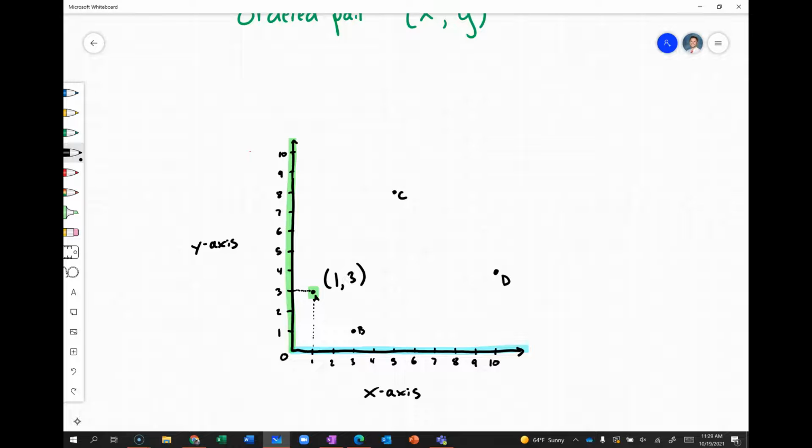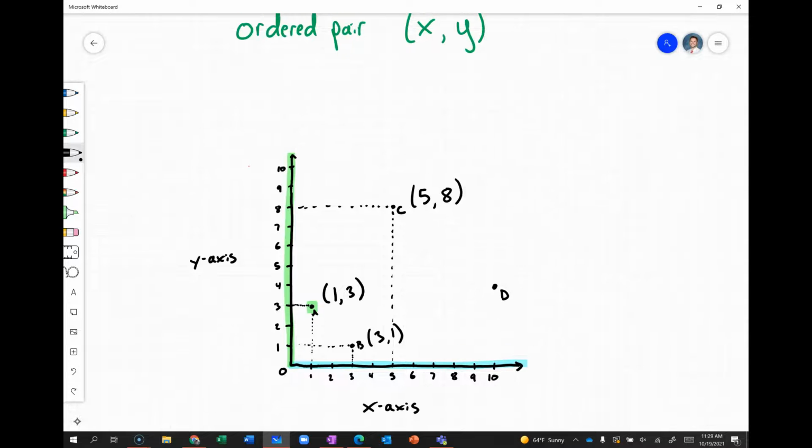So let's do this same thing for B, C, and D. So if we look at our point B next, again, if we just follow with our eyes down to the x-axis, we can see that it's at 3 on the x-axis and it's at 1 on the y-axis. So the point B is at 3, 1. Looking at the next point, looking at point C, if we follow that, using that dotted line, C is at 5 on the x-axis, and it's at 8 on the y-axis. So our ordered pair for C would be 5, 8.